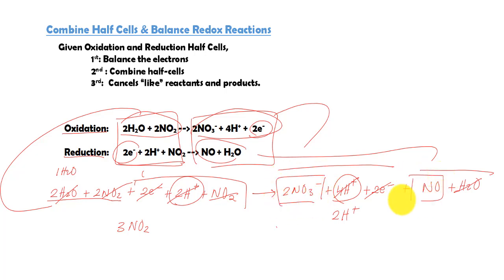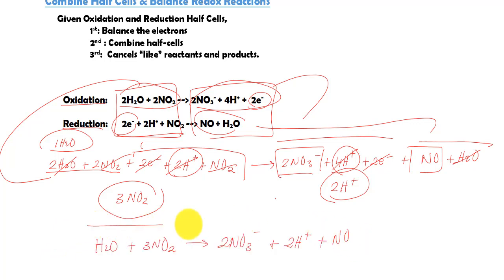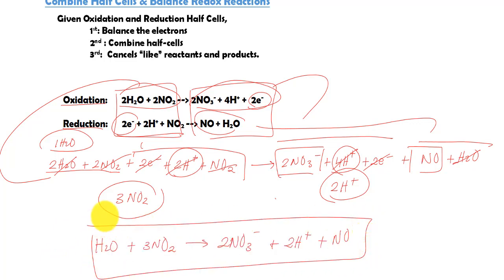So what we have to do is rewrite all this mess into a prettier one. So what we have left is 1 H2O, 3 NO2, and producing 2 NO3 minus, plus 2 H plus, plus NO. So this is what we have left. Water, 3 NO2, and on the product side we have 2 NO3 minus, 2 H plus, and 1 NO.